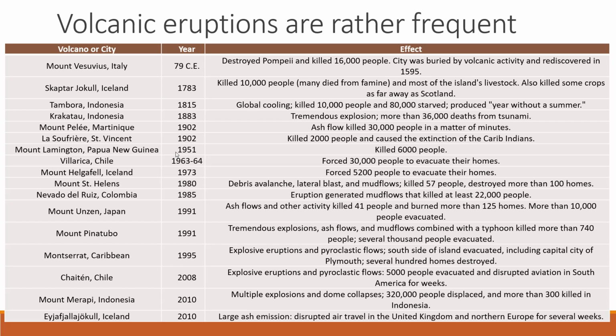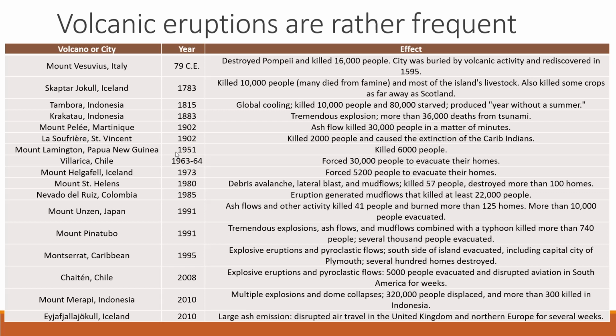La Soufrière, in St. Vincent, killed 2,000 people. It caused the extinction of a tribe. Let's see here. There have been several massive eruptions out of Iceland. In 2010, there was a large ash eruption from Iceland that disrupted air travel across the Atlantic Ocean.